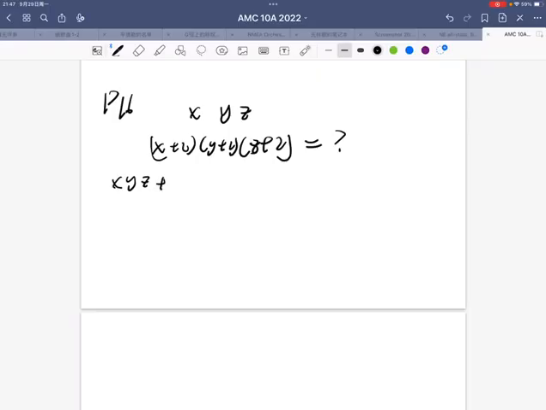xyz plus 2xy plus 2yz plus 2xz plus ... I'm just going to say ... here. However, notice that every single one of these terms are not individual x or y or z's. They're merely a product of these numbers. And we can find these using Vieta's formula.